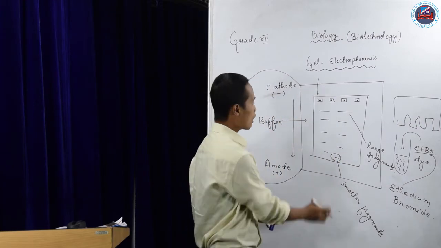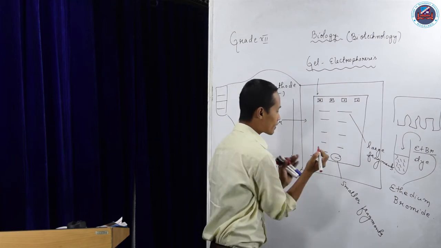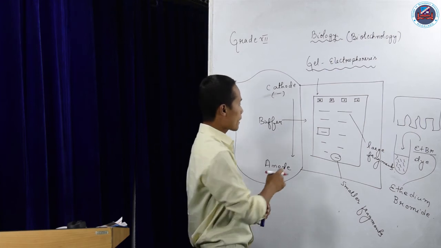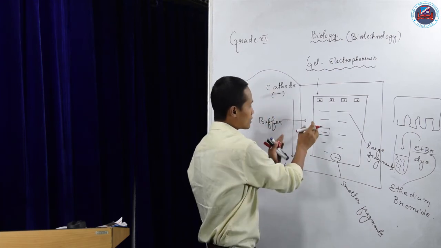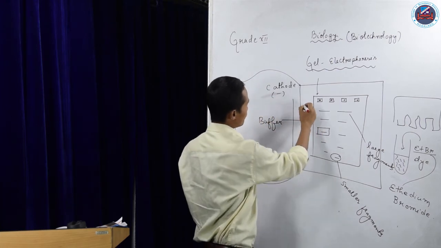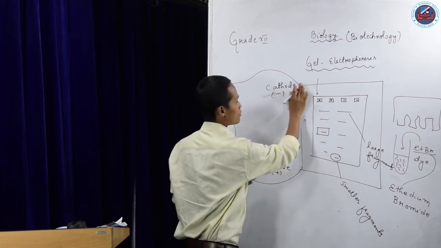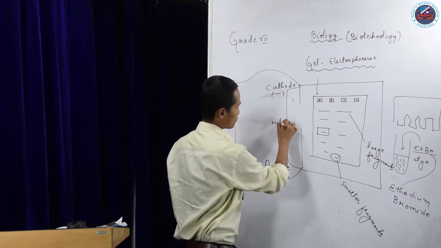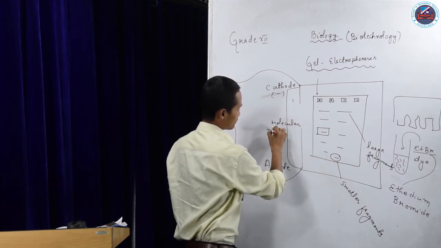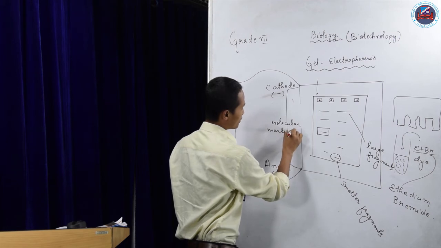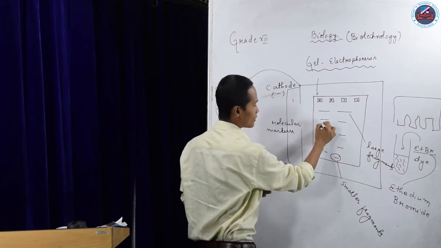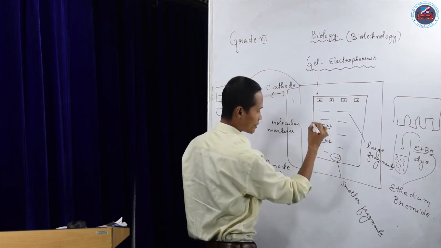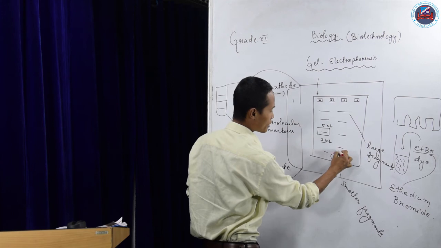Now, how will I know which one is our target DNA? These are identified with the help of molecular markers. These molecular markers will identify the size. Just say that this is 5 kb, kilobases. This is 3 kb, and this is 1 kb.